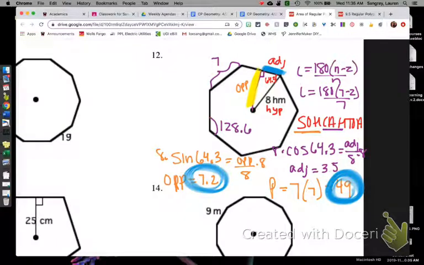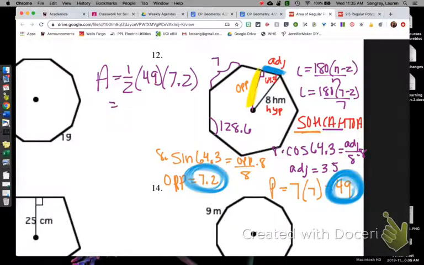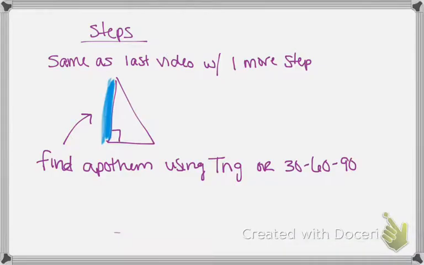So now we have the two things we need. So area equals 1/2 perimeter times apothem, and we get 176.4. So for your steps, we only added one more step, and that is to use trig or potentially a 30-60-90 triangle to find the apothem. Then you'll have all the information you need to use your formula.